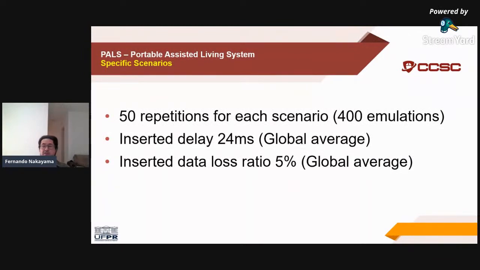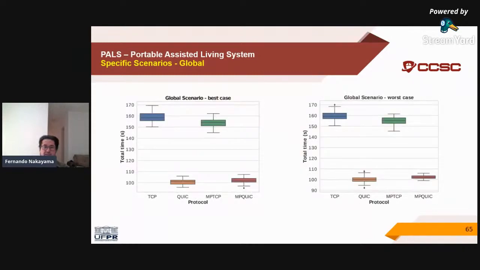We performed 50 repetitions for these scenarios for 100 emulations total. We inserted a delay of 24 milliseconds and also a data loss ratio of 5%, which represent the global average. The first conclusion, considering the results, is that the performance of the multipath protocols highly depends on the network characteristics. The PALS QUIC single path implementation presented better performance than the multipath PALS MPTCP version in all emulations and for every scenario.